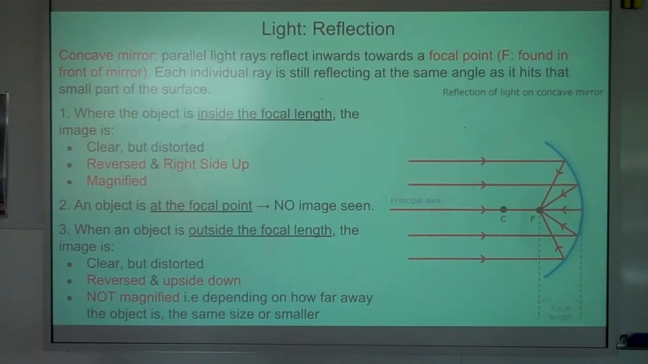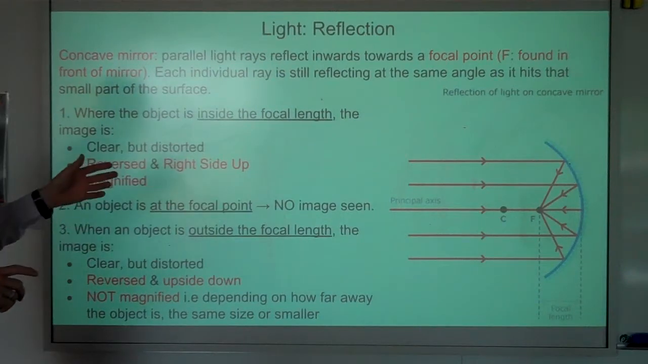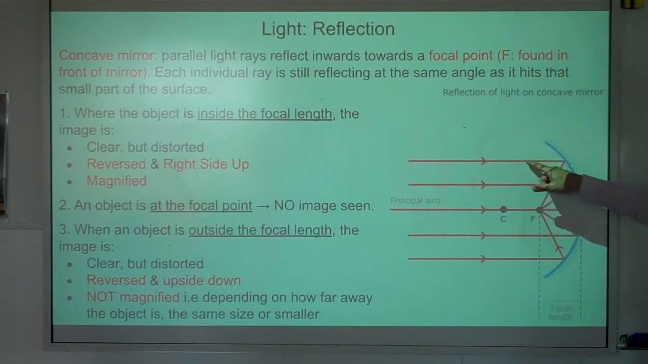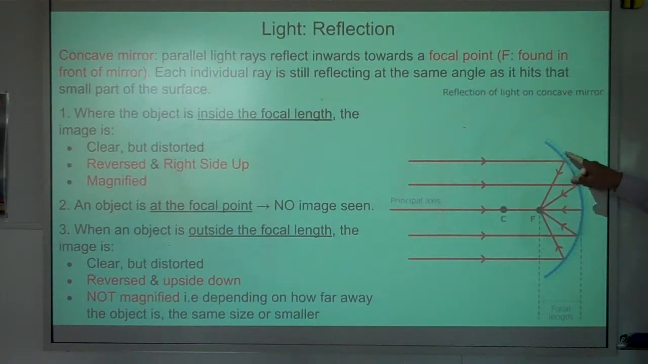Now, mirrors. These are differently shaped mirrors. A concave mirror, and you've seen these before: parallel light rays reflect in towards a focal point. What happens is these rays come in all at the same angle, but this one here is reflected down here, this one here, and it all comes to a focal point.